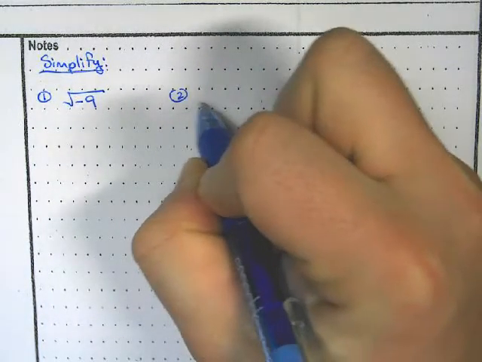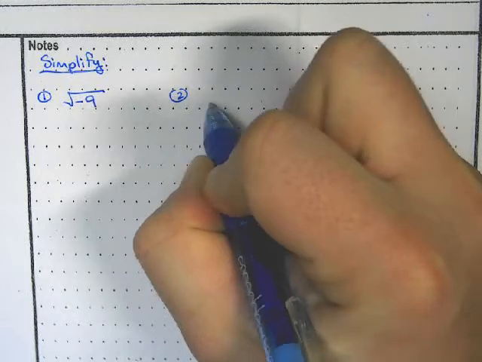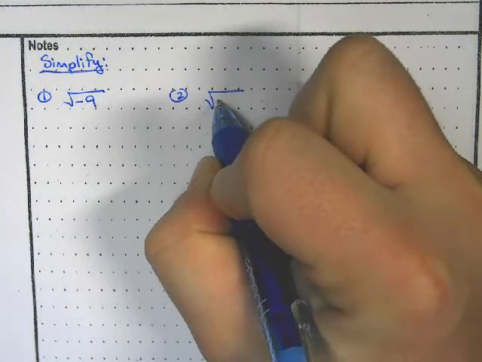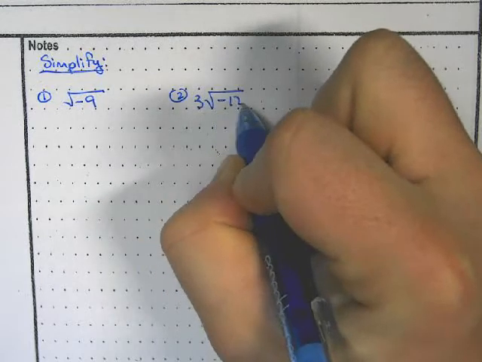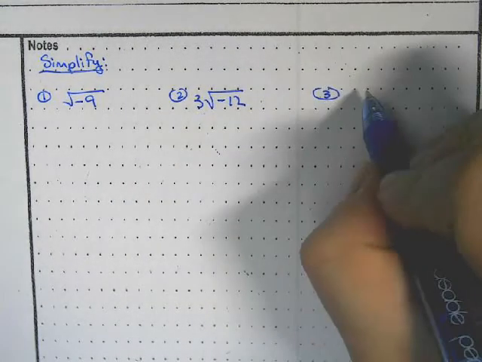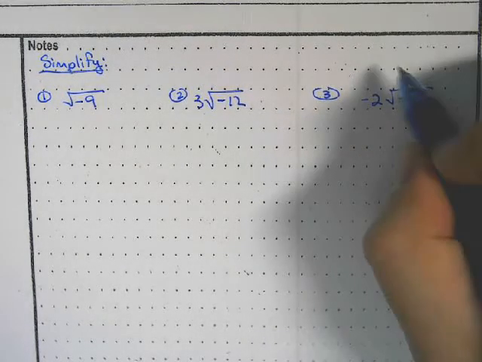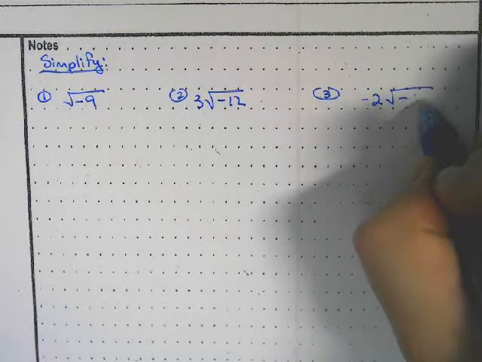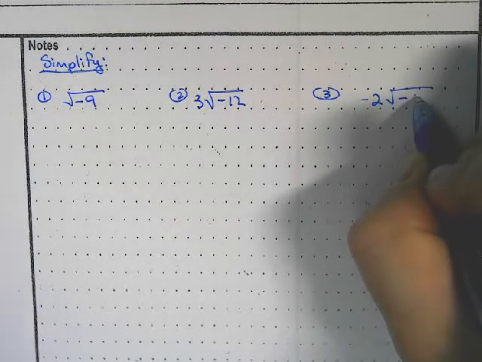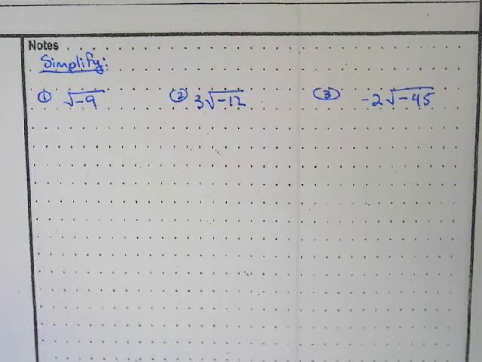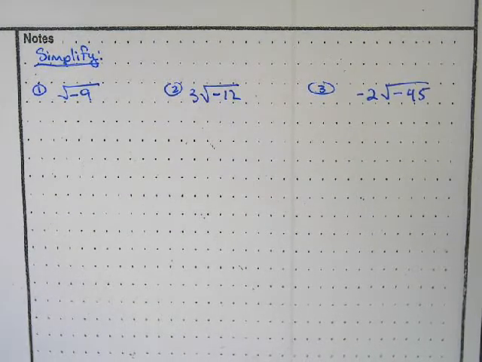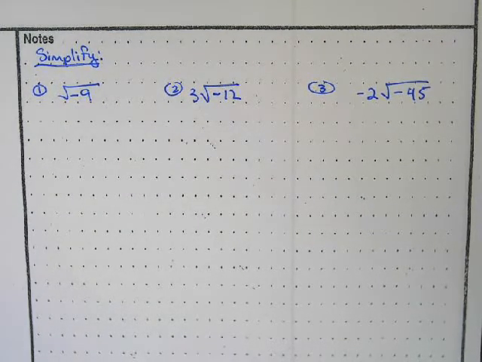Number 2, the square root, 3 square root negative 12. And number 3, let's go negative 2 square root of negative 45. So feel free to pause right here and try these on your own, or I will walk through them here in a few seconds.